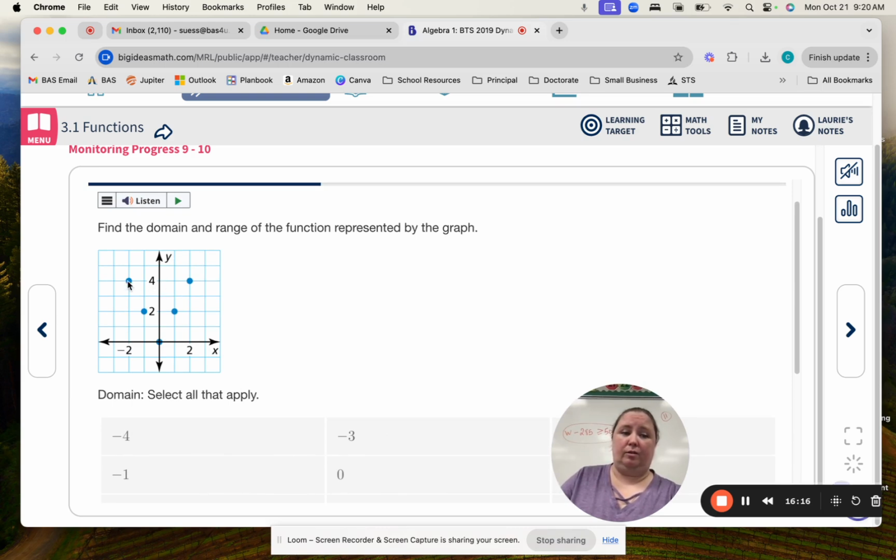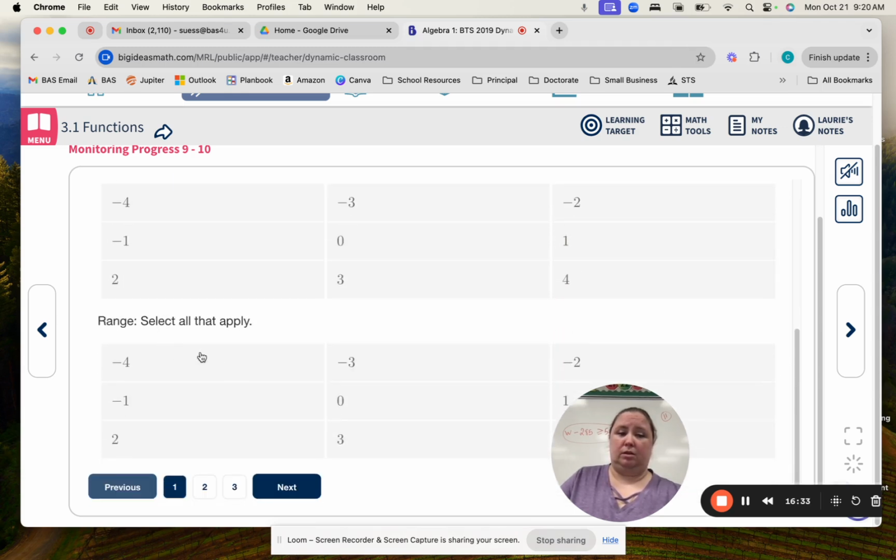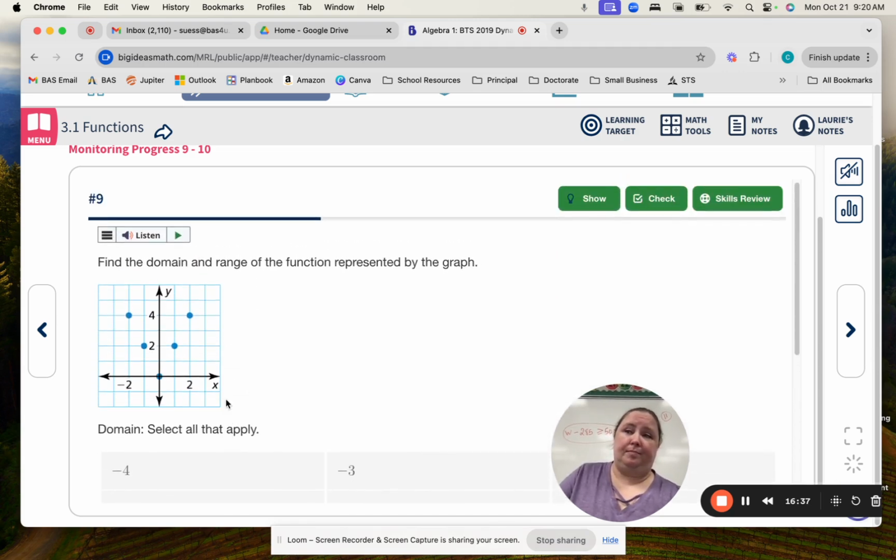So this is the y value. So this one is -2? No, this one right here. Oh, yeah, 4. Now there's 2 4s, right? So you only pick 4 one time. Then there's 2 2s, and then there's 0. So 4, 2, 0. Okay? All right.